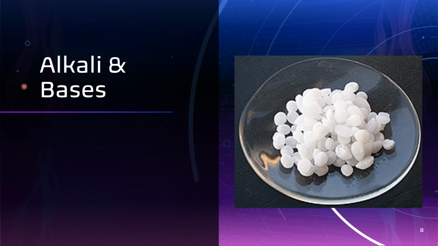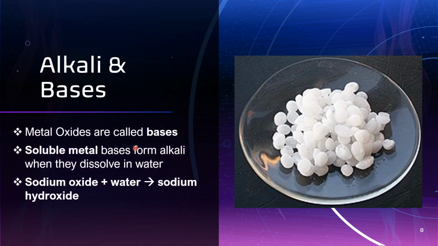Now we'll learn about alkali and bases. When a metal oxide dissolves in water, it forms an alkaline solution. Metal oxides are called bases. Soluble metal bases form alkali when they dissolve in water. Sodium oxide plus water makes sodium hydroxide. So sodium oxide is a base, and sodium hydroxide is an alkali.